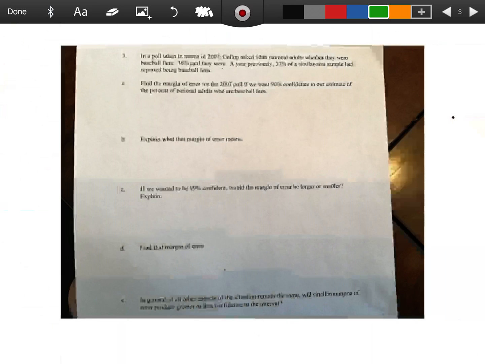So I'm going to work through problem 3 because of our technical difficulties today. It says that in a poll taken in March 2007, Gallup asked 1,006 national adults whether they were baseball fans, and 36% said they were. A year previously, 37% of a similar size sample had reported being baseball fans. The first thing I'm going to do is write down my N value. My N value is 1,006. That's how many people are in my sample.